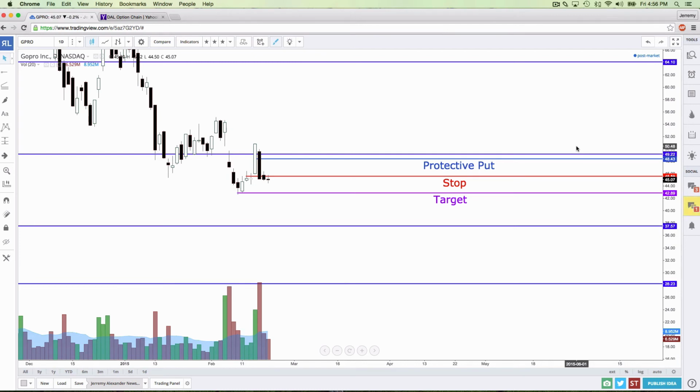Okay. Now what do I do? It's a good question. I have my protective put. It's a 48 strike price, and it expires in about 3 weeks. And since I've already paid for it, I've already shelled out the money, I hope GoPro keeps going down.